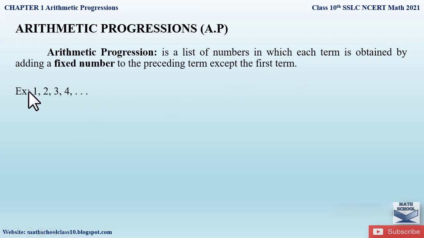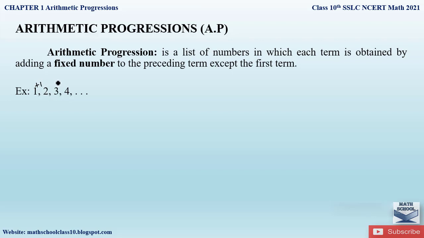So for example, let us consider a list of numbers. So here each number is called a term. Each term is obtained by adding a fixed number to the preceding term except the first term. Our first term is 1. How do we obtain 2? By adding a fixed number to 1. That is, when we add 1 to 1, we get number 2.